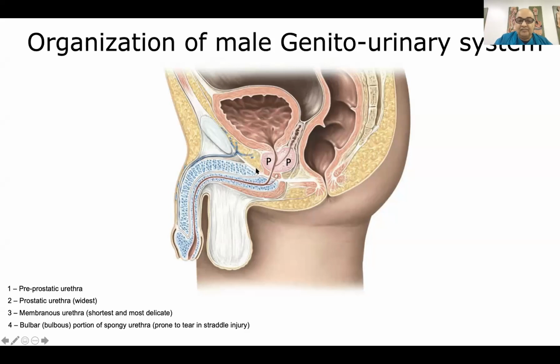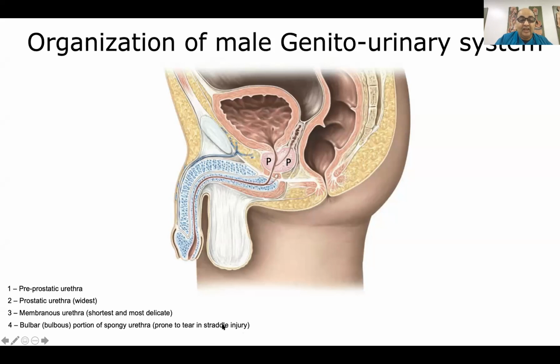So there is a fair chance of damage occurring to the bulbar urethra. We call it a straddle type of injury, straddle injury. This word straddle is very pertinent. You remember when we talk about falling on an outstretched hand, we were always thinking of Colles fracture and all those things. The same is applicable here.